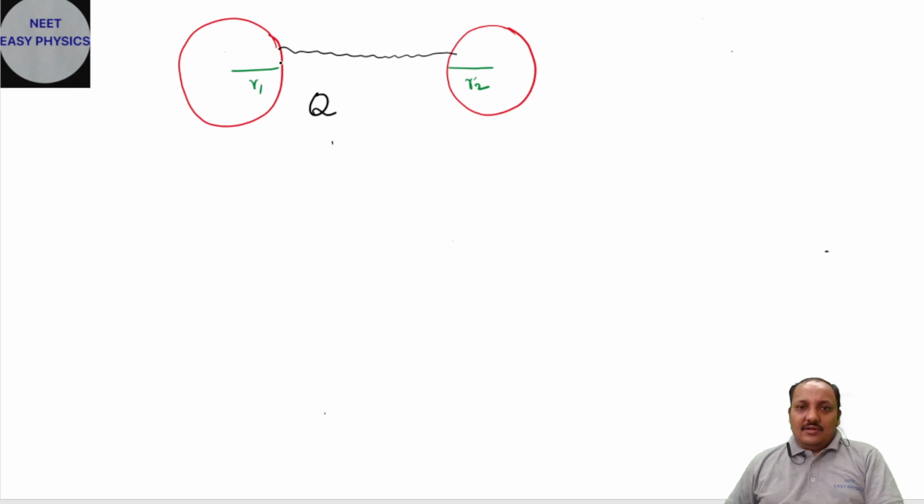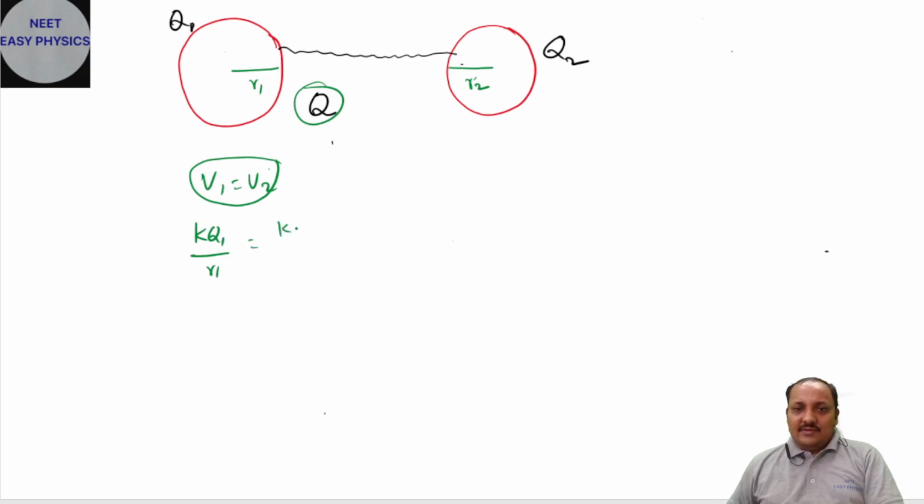Then, after distributing the charge, what is the charge on sphere 1? What is the charge on sphere 2? We're going to ask. For this, we said the charge is going to be distributed till their potentials are equal. If the potentials are equal, then charge is going to stop distributing. Therefore, what is the potential equation? K Q1 by R1 is equal to K Q2 by R2.